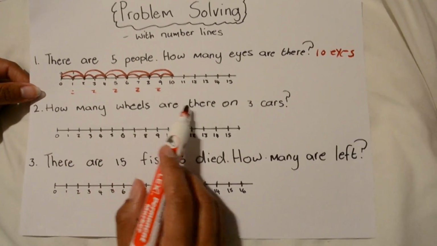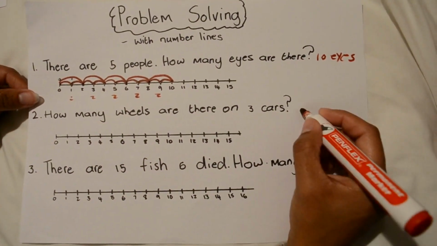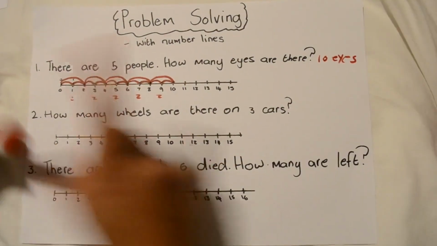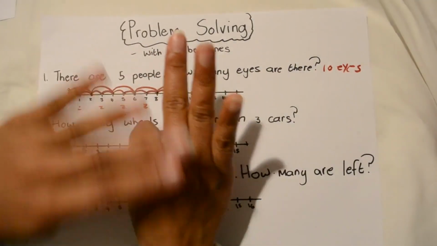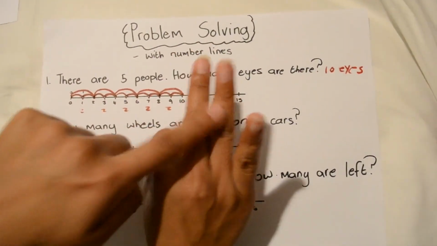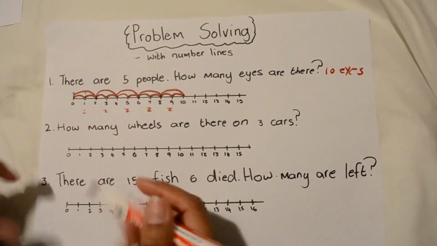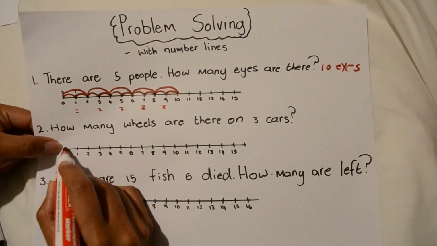Then number two. How many wheels are there on three cars? Now remember, on one car, there's four wheels. So there's three cars. So there's four wheels here, four wheels, four wheels. So let's just do that. So each car has four wheels.